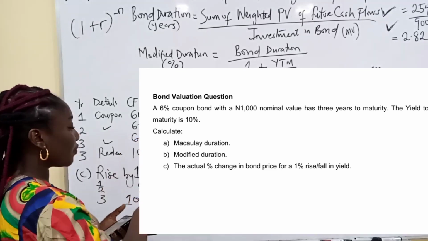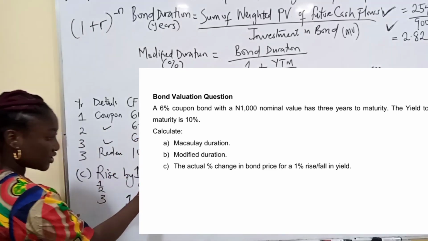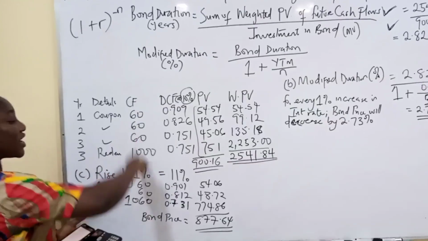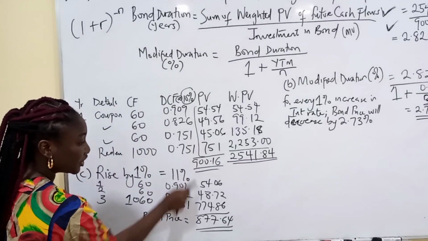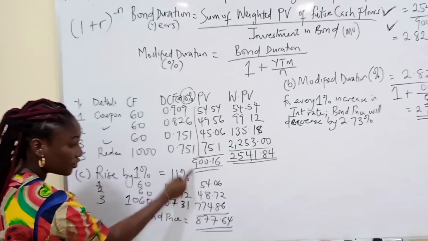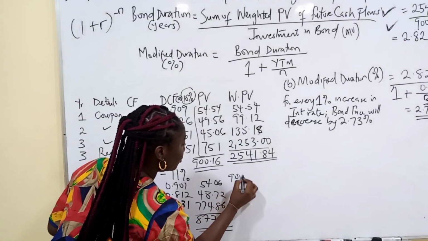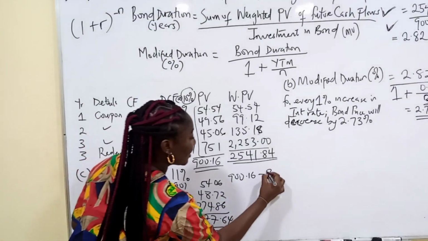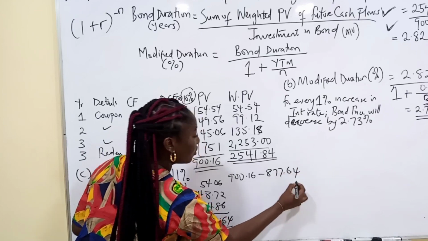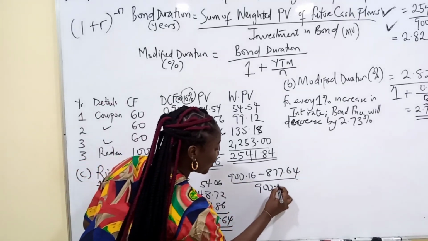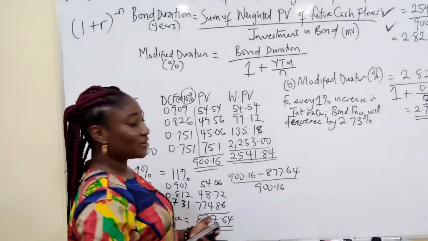Percentage change in bond price if this interest rate rises by 1%. So look at the change. This is the change in bond price: 900.16 minus 877.64 over 900.16. You guys know how to calculate the change now.